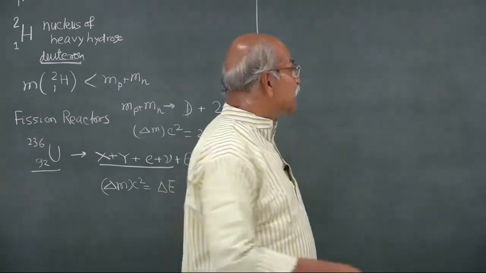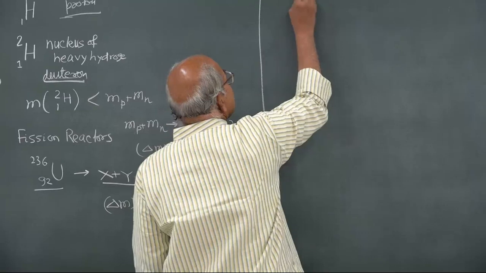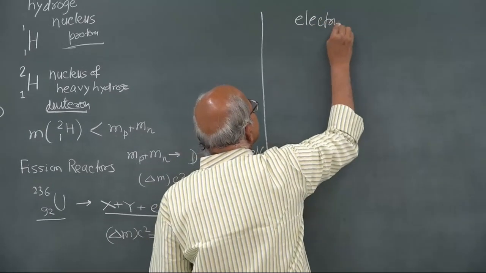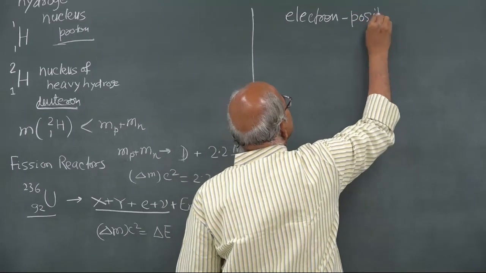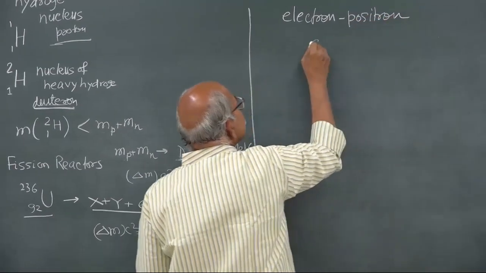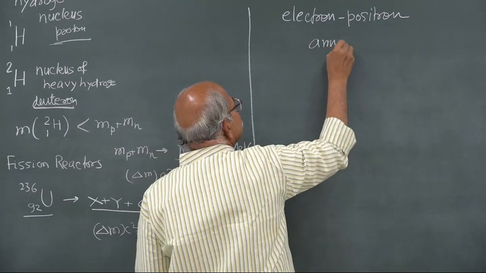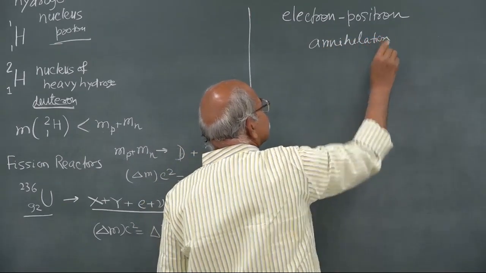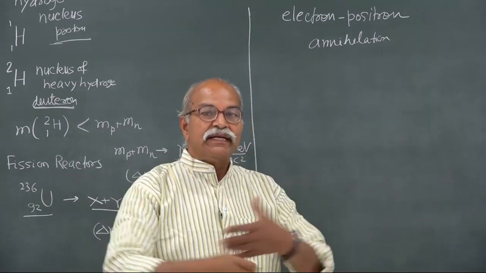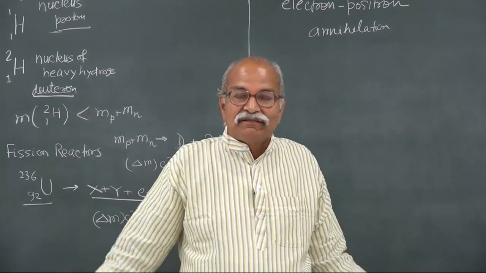So, I take a specific example of electron-positron annihilation. Annihilation: they are destroyed, they are annihilated, they disappear, they are no more.